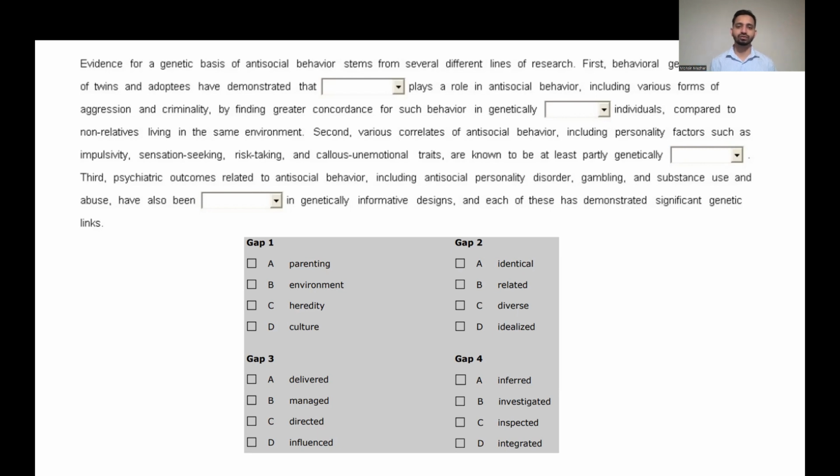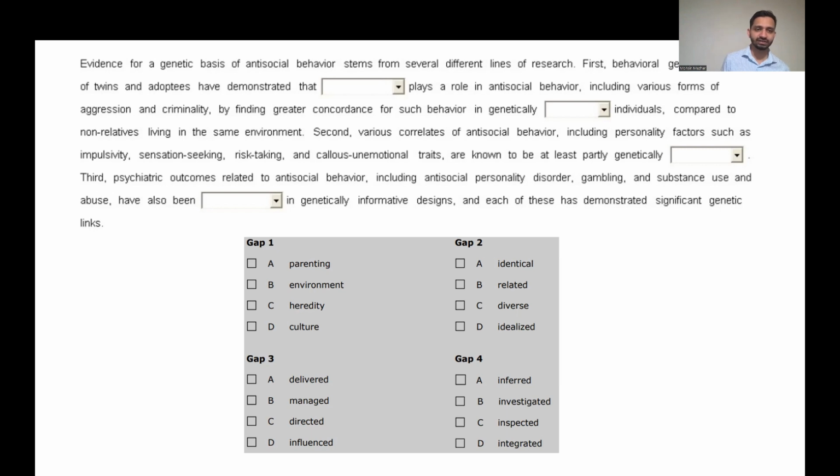Second, various correlates of antisocial behavior, including personality factors such as impulsivity, sensation seeking, risk taking, and callous unemotional traits, are known to be at least partly genetically influenced. The options were delivered, managed, directed, influenced. So these are all being influenced, right? All of those factors, the risk taking and the sensation seeking, are influencing these genetically. Influenced, right?